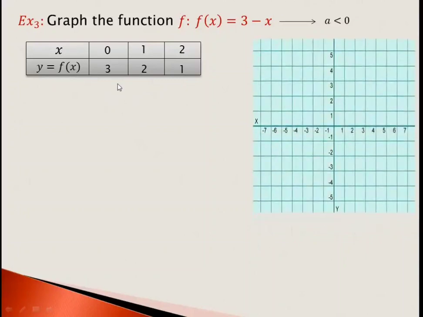Now we can easily plot each ordered pair here in the coordinate plane. The first ordered pair, (0, 3), its location is here, its first projection 0 and second projection 3. And the second ordered pair, (1, 2), is located here. Its first projection is 1 and second projection 2. And the third ordered pair, (2, 1), its location is here. Its first projection is 2, second projection 1. And now we can join them by a straight line.